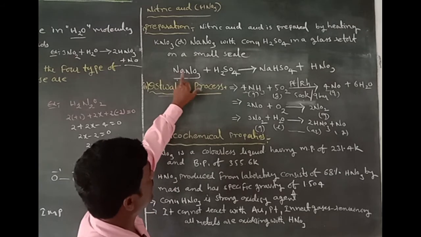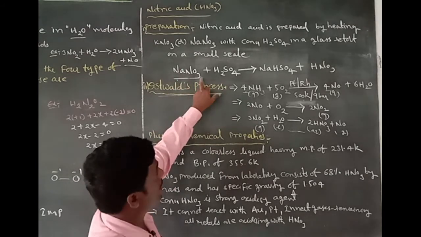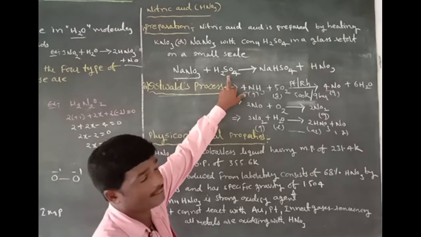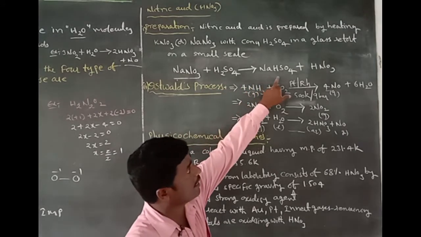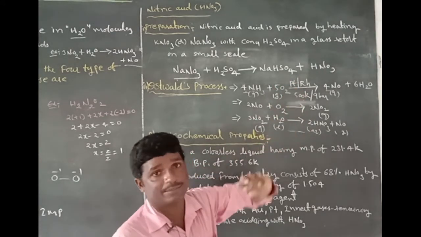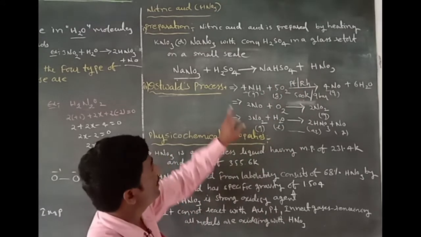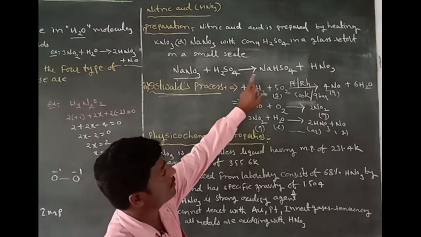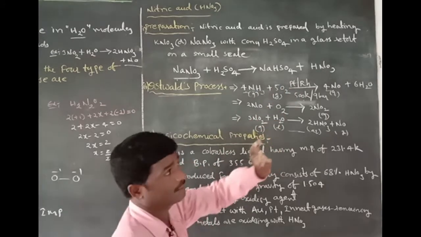Sodium nitrate, NaNO3, on heating with concentrated sulfuric acid forms sodium bisulfate and nitric acid. That is the formation of nitric acid. In this reaction, the left side is the reactants and the right side is the products.